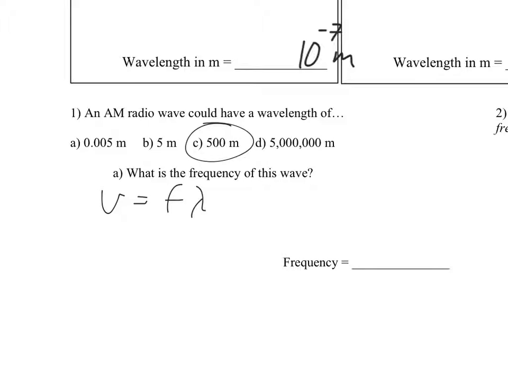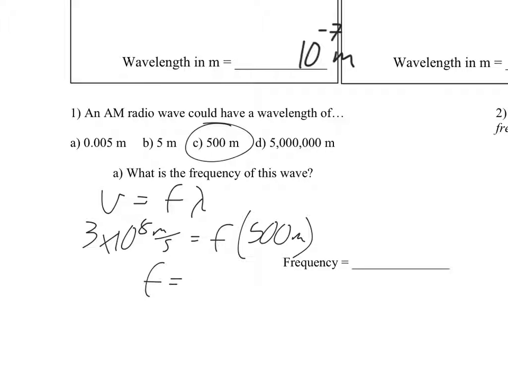Finding the frequency, we'll go back to v equals f lambda. Remember, this is light, so we know v. It's 3 times 10 to the 8th meters per second. f is our unknown, and our wavelength is 500 meters. Divide both sides by 500 meters, and we get about 600,000 hertz.